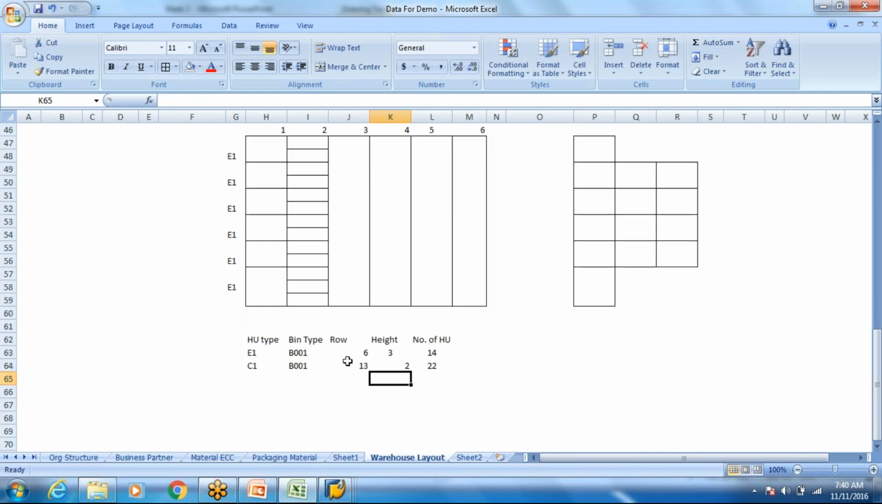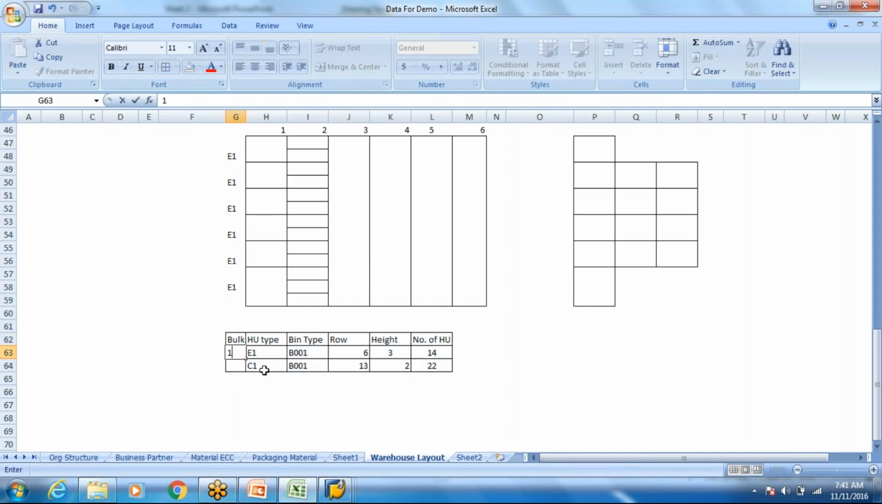This is called a bulk structure. We have HU type, bin type, row, height, number of HUs. We can also influence this based on product. Let's say if B1, so we have a bulk indicator which is in the product master. What this bulk indicator does is, if the bulk indicator is 1, that means product 1, if it is coming, then follow this.